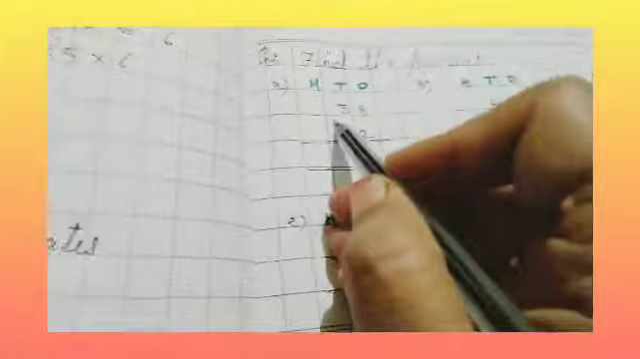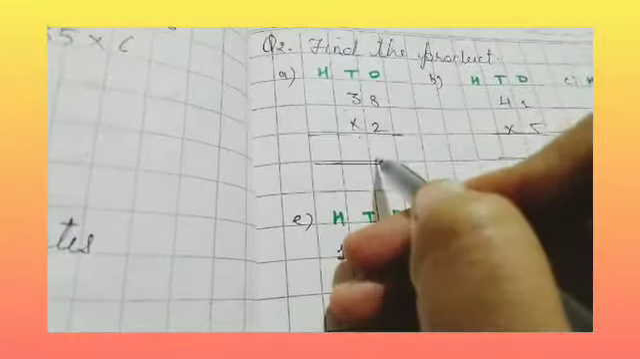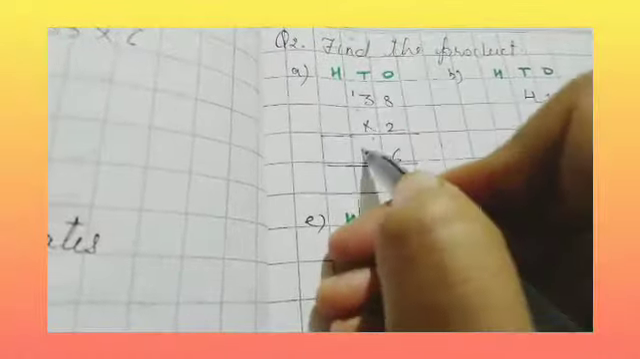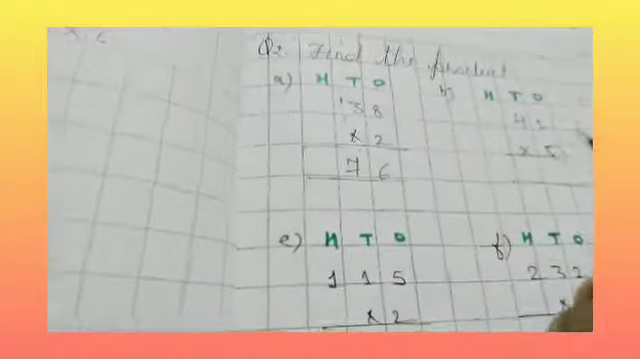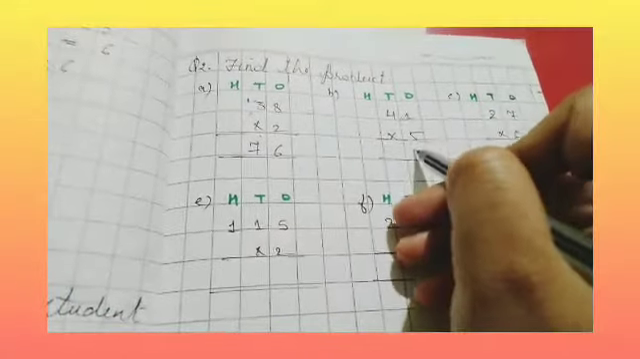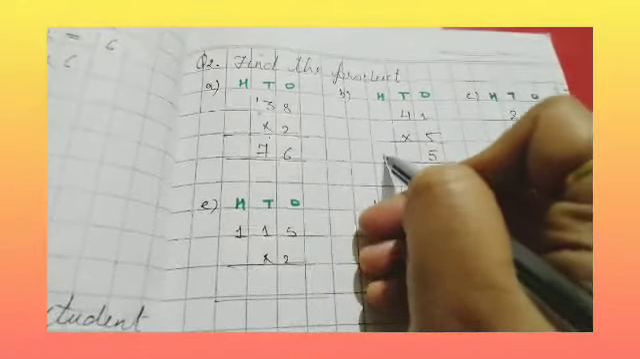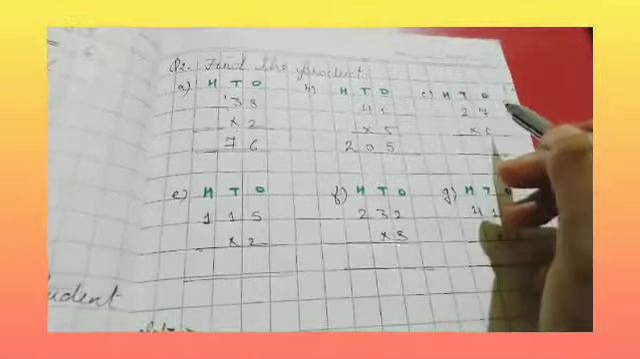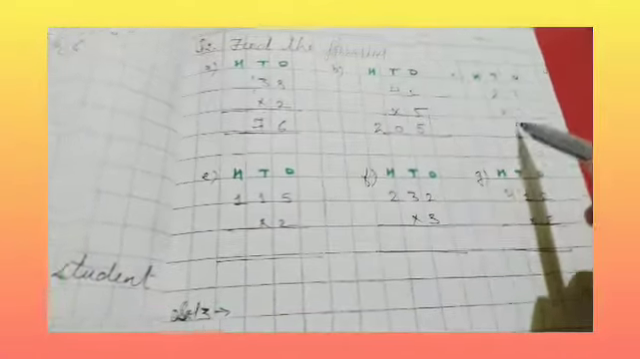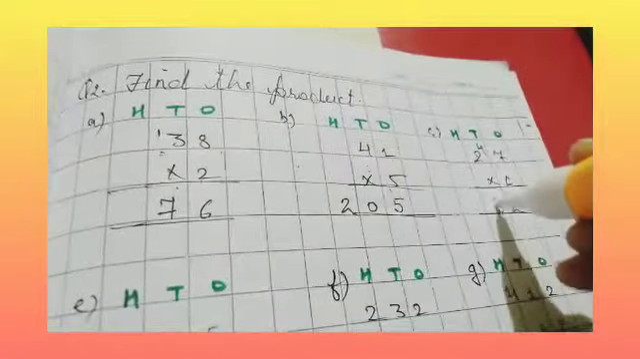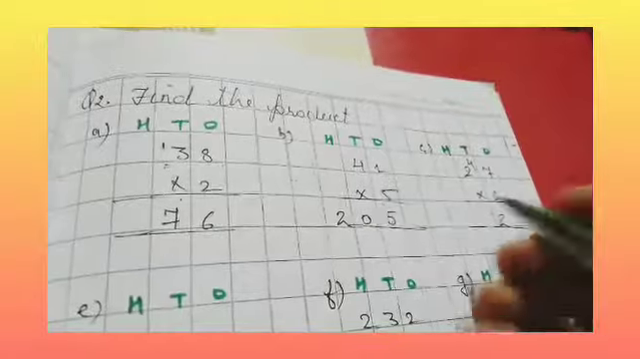So part A, 38 into 2. So 2 8's are 16, 6 carry over 1, 2 3's are 6 and 1, 7. So answer is 76. Now part B, 41 into 5. So 5 1's are 5, 5 4's are 20. So answer is 205. Now part C, 27 into 6. So 6 7's are 42, 2 carry 4. So answer is 162.